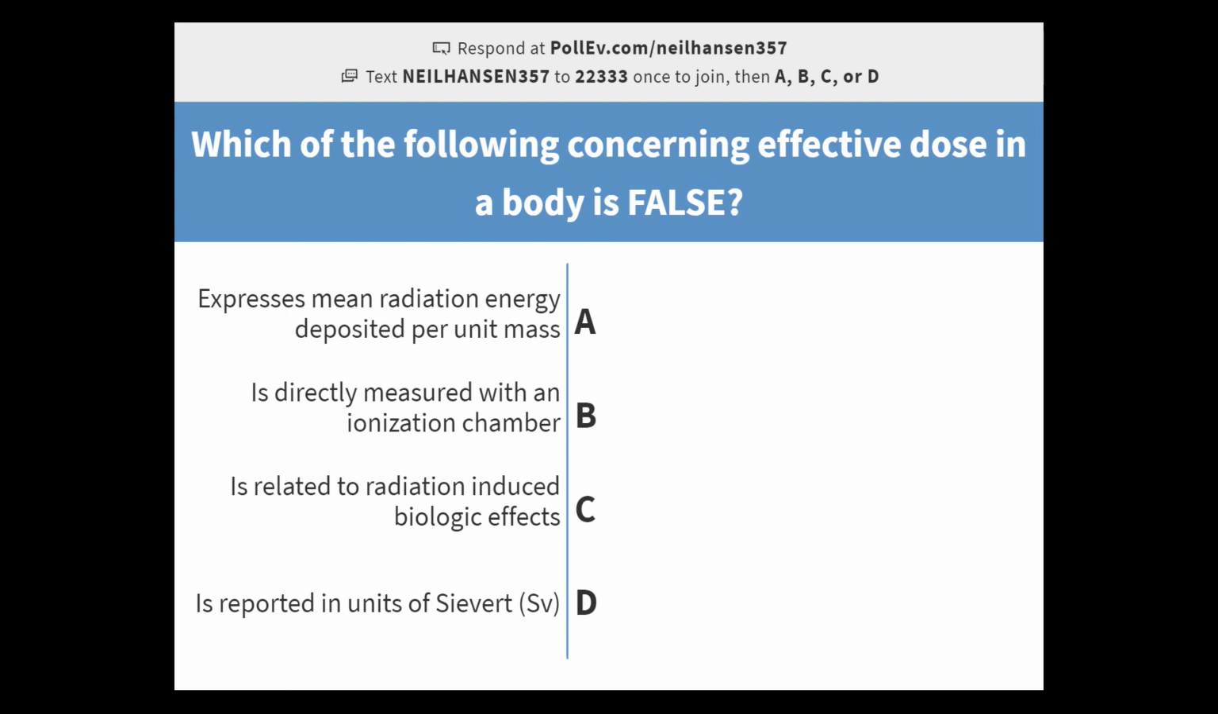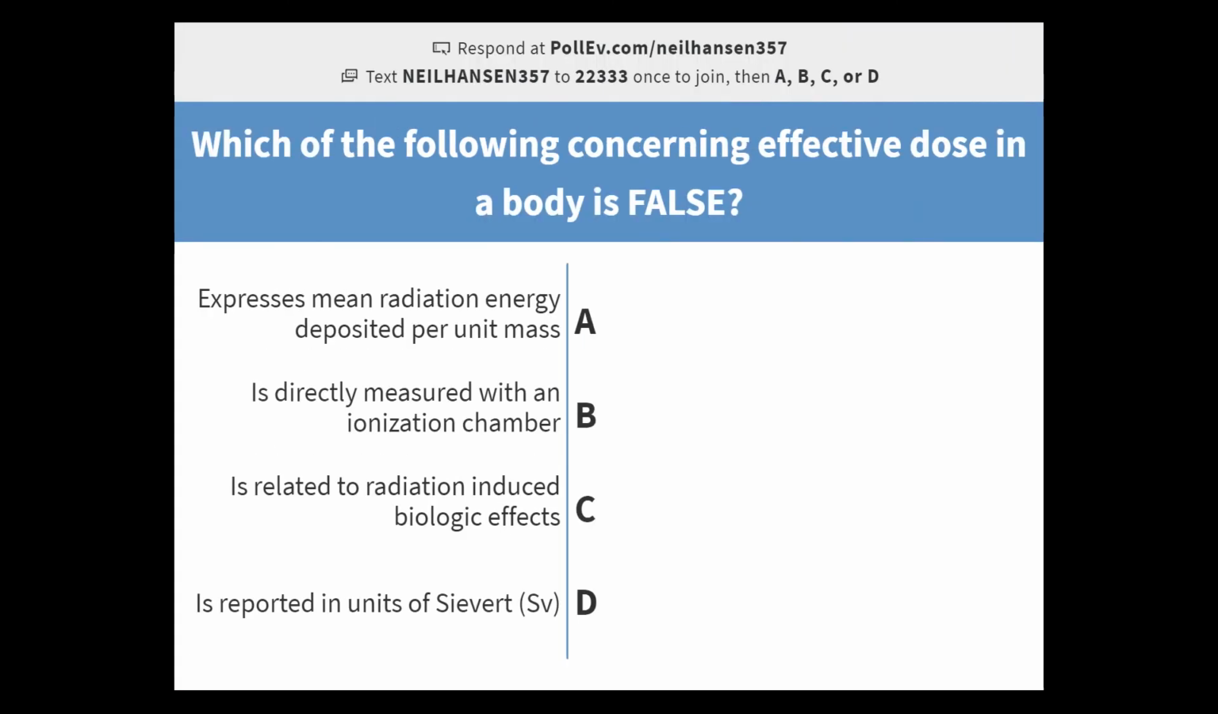Next question: which of the following concerning effective dose in a body is false? Pause if you need more time. Correct answer is directly measured with an ionization chamber. So if you go back to these, which is false? Expresses mean radiation energy deposited per unit of mass. Well, that's exactly what effective dose is. Is related to radiation-induced biological effects. Well, of course it is. It is reported in units of sieverts. That's correct. You can't directly measure it with an ionization chamber. That would measure air kerma, or just radiation in air, right? So it does not measure effective dose.